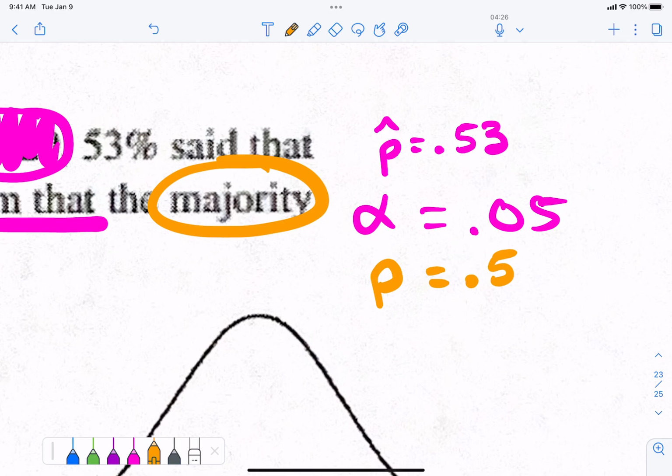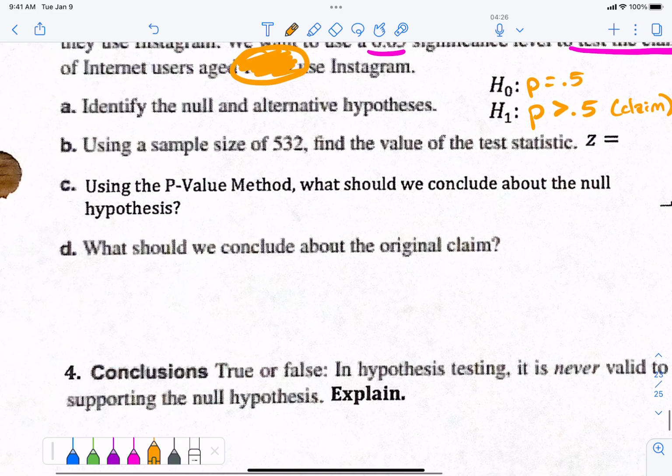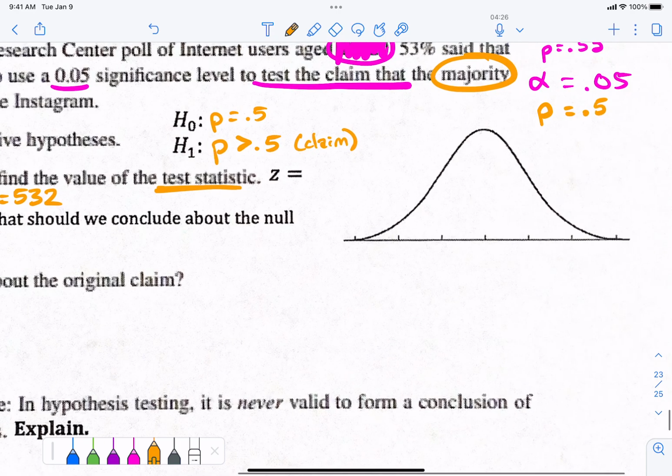But would that be true if we sampled an entirely different group? Is 53% significantly higher than 50 that it would be true in all cases? That's what we're trying to test. So using a sample size of 532, that's a decent sized n, find the value of the test statistic. That's the test Z. To do that, we do p hat minus p over the square root of pq over n. That's what they're wanting you to find.